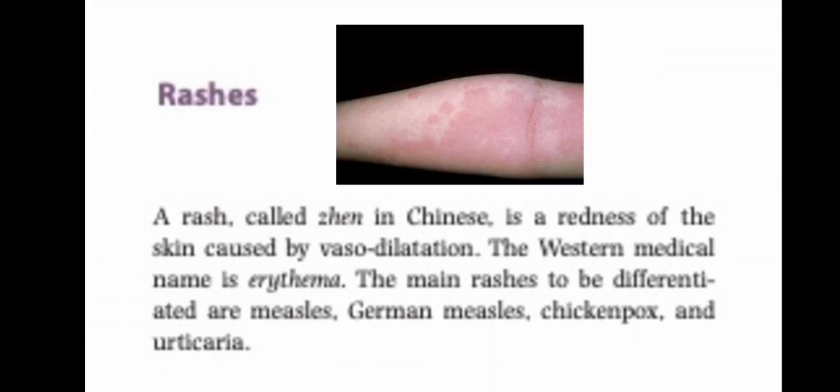A rash, called zhen in Chinese, is a redness of the skin caused by vasodilatation. The Western medical name is erythema. The main rashes to be differentiated are measles, German measles, chickenpox, and urticaria.